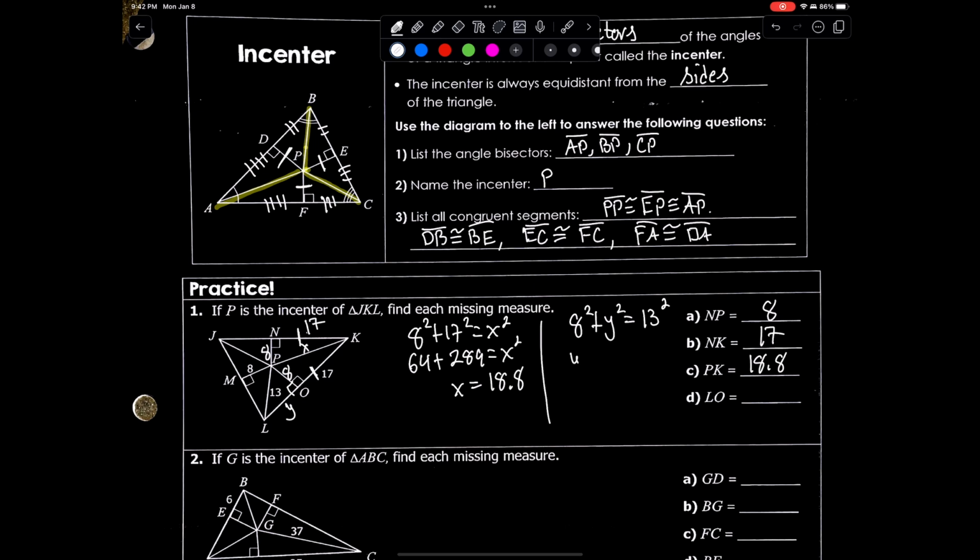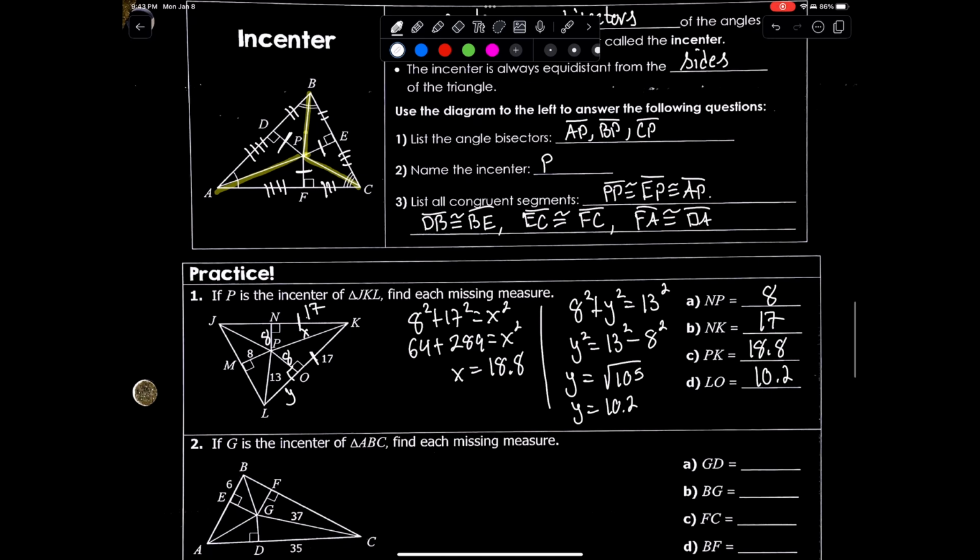I'm going to skip a couple steps. Y squared is 13 squared minus 8 squared. So y is the square root of, well, 13 squared is 169. 8 squared is 64. So we've got 105. The square root of 105, what is that? About 10.2. There we go. We are done.